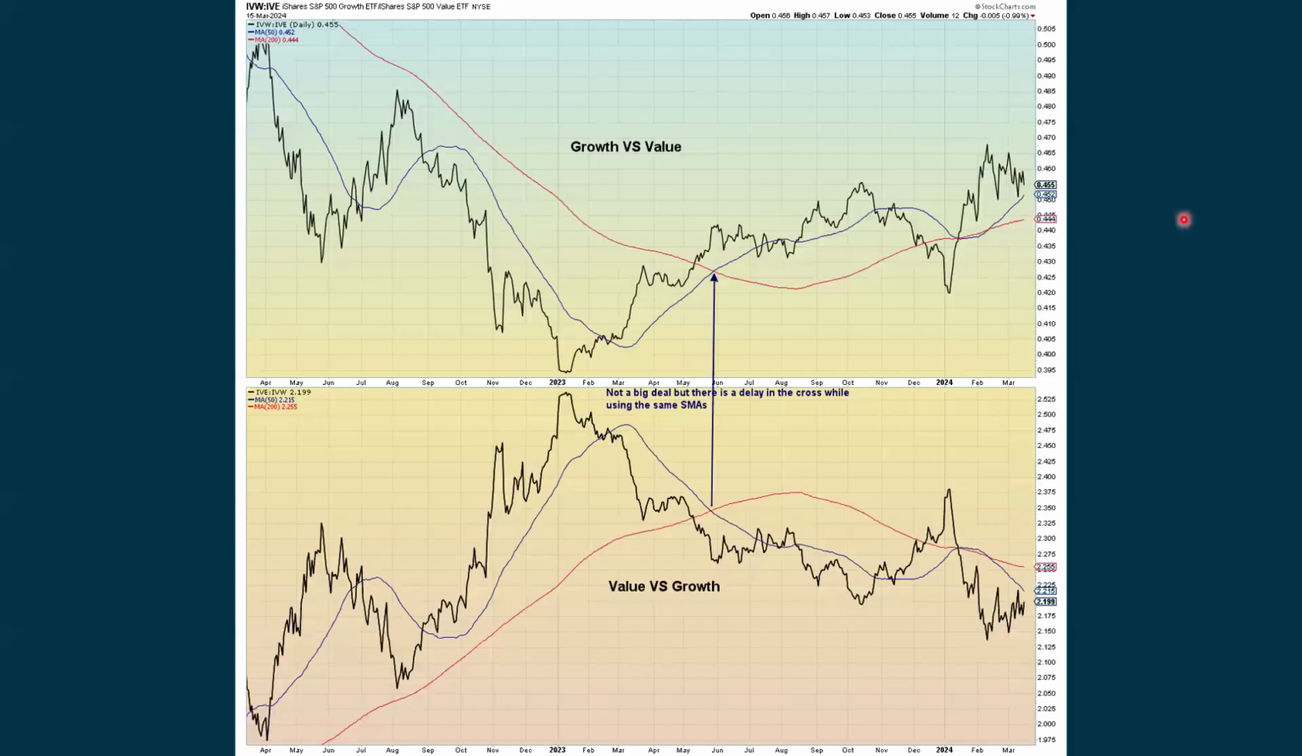Where we get some insight is when we compare the two with each other. We do a growth to value ratio. And on top, this is showing that growth is outperforming value. And then I do an inverse of that same thing, showing how value is underperforming growth. The reason for the double charts and showing lots of different charts is we want to make sure that we're seeing the same things at the same time. You can see there was a bit of an offset here when we saw a moving average crossover.